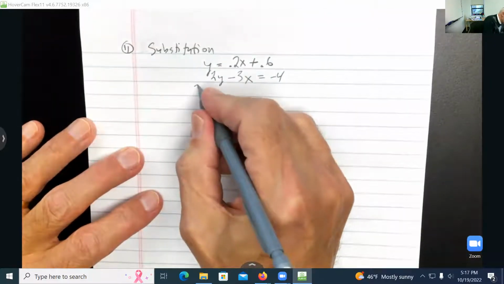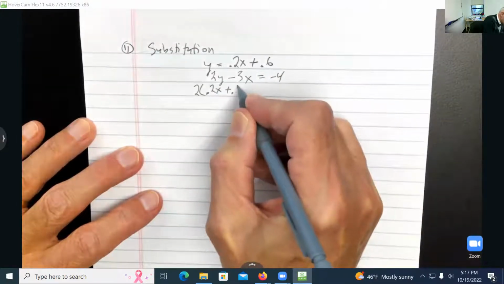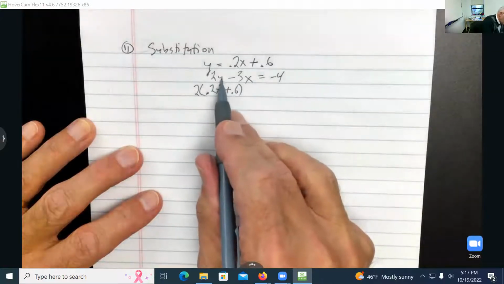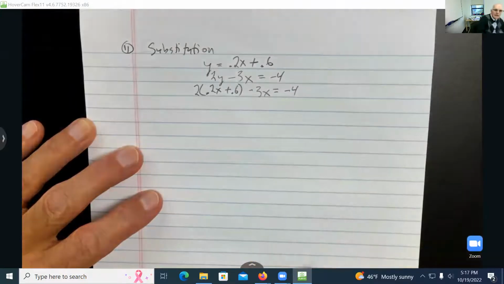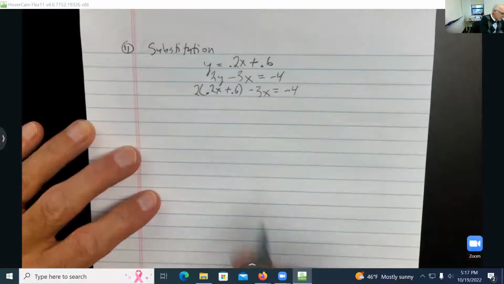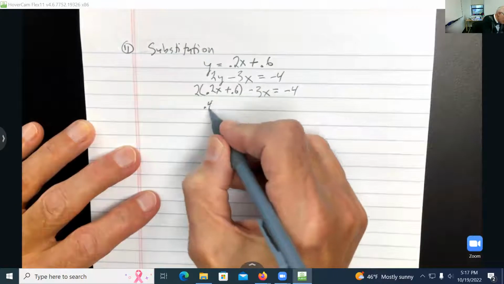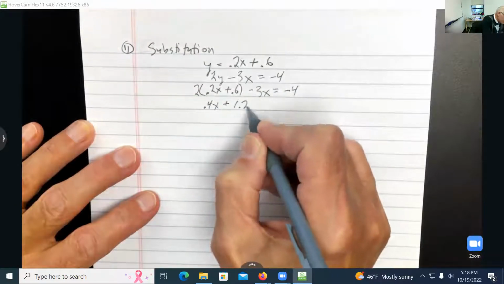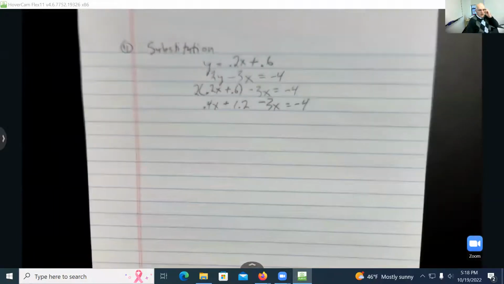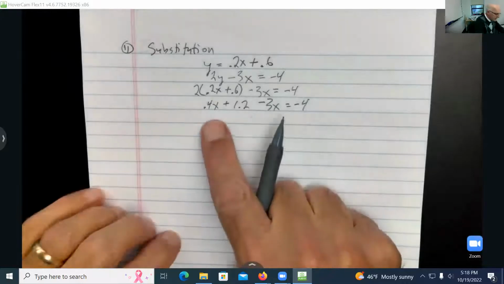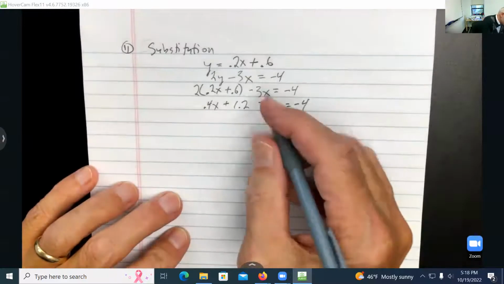So I'm going to have 2 times the quantity 0.2x plus 0.6. That's into the y position, and the rest of the equation stays the same. Now I have to do the distributive property, 2 times this term plus 2 times this term. 0.4x plus 1.2 minus 3x equals -4. And I'm going to proceed with my algebra. These are like terms and they are on the same side of the equal sign. So I'm going to combine like terms.